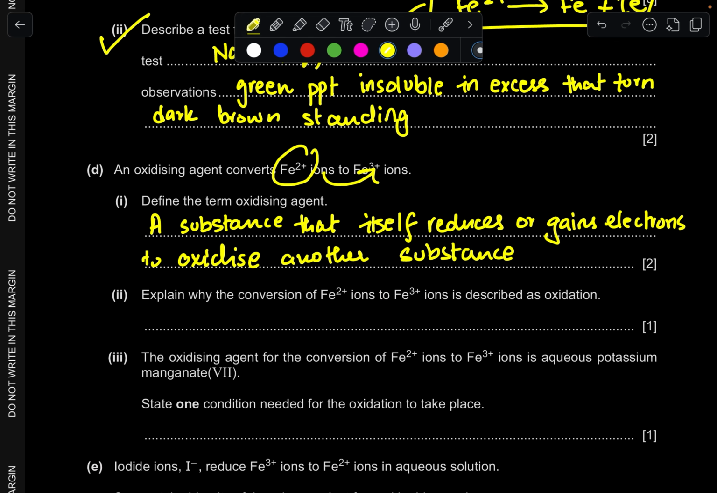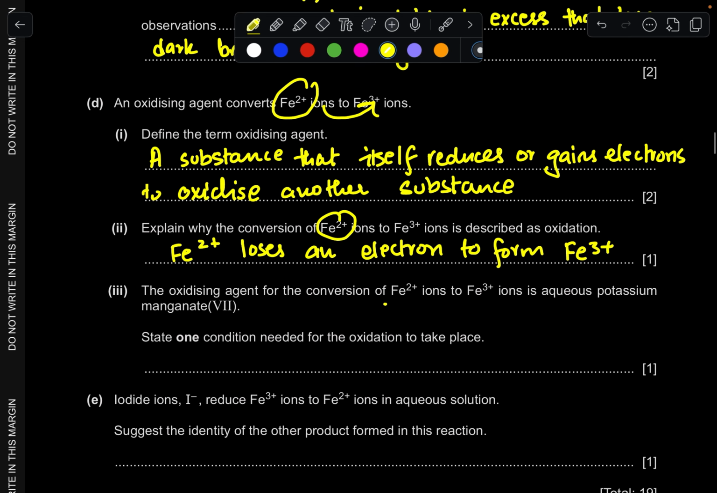Because Fe2+ loses an electron, right, to form Fe3+. So there's a loss of electron over here. The oxidizing agent in the conversion of these ions is aqueous potassium manganate. State one condition needed for the oxidation to take place.